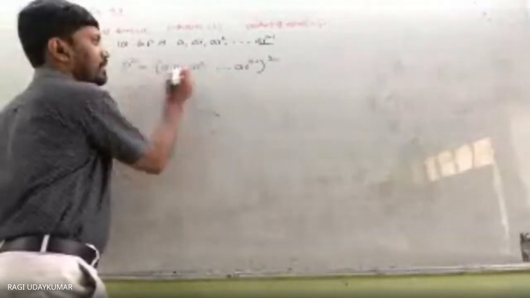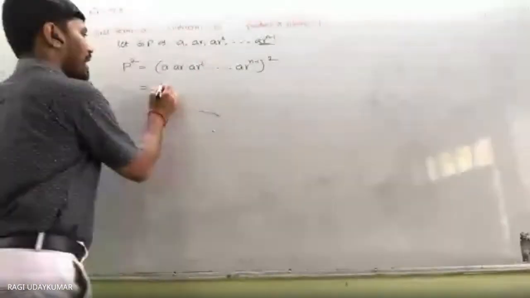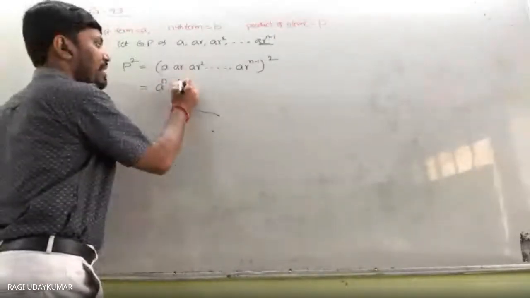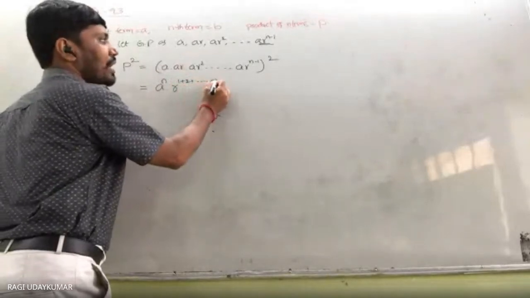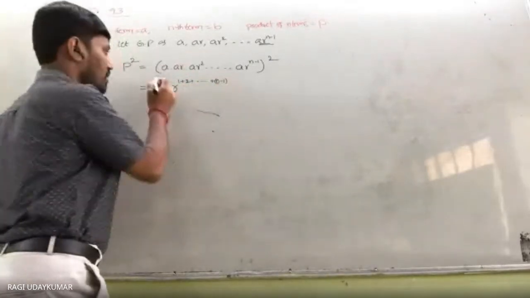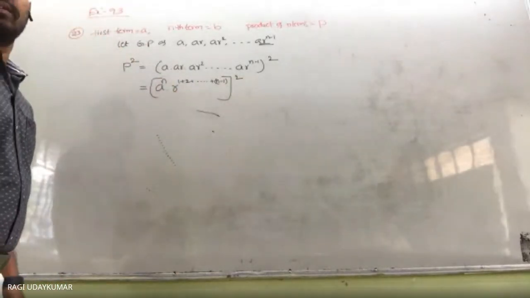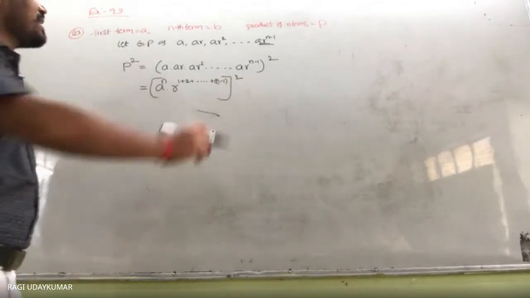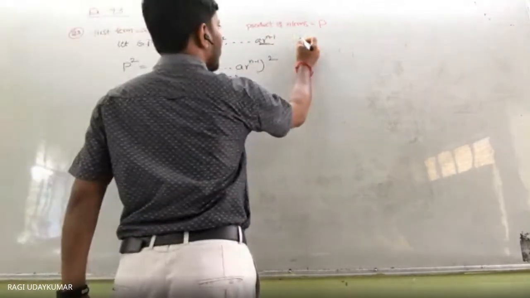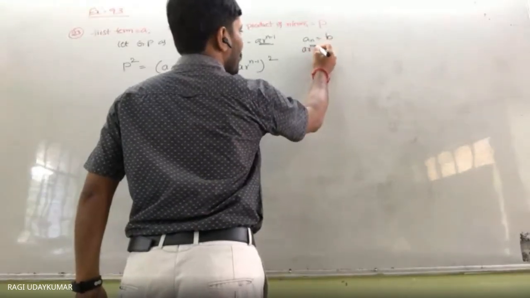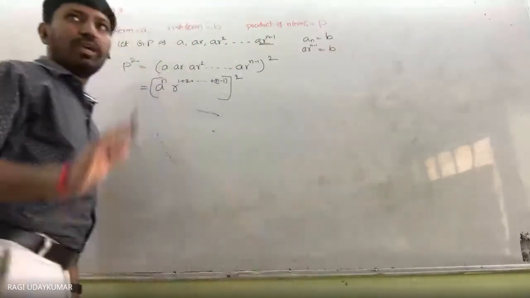Then how do you do it? ये product है ना? ये how many times होगा? n times होगा. ये n times होगा. And r to the power of 1 plus 2 plus and so on n minus 1 times for this whole square. Okay. So now here you can say that given that nth term an is equal to b, a r to the power of n minus 1 is equal to b. You keep it aside that one.